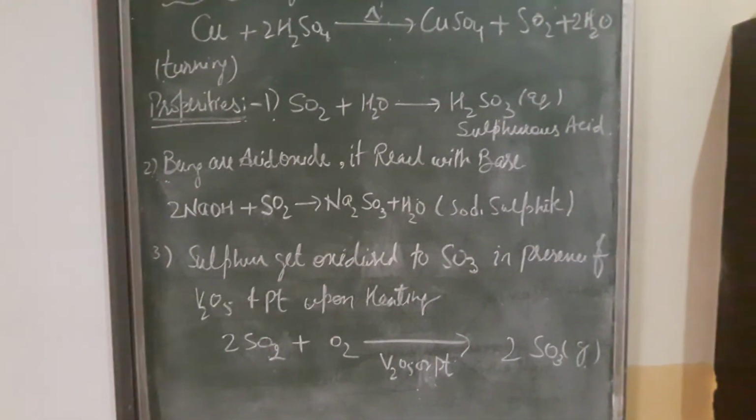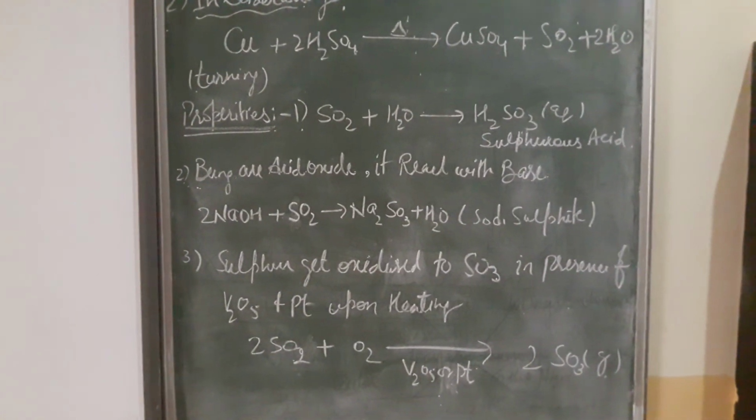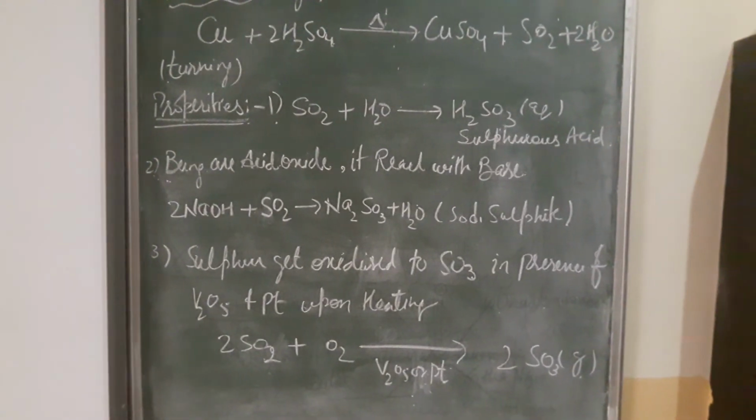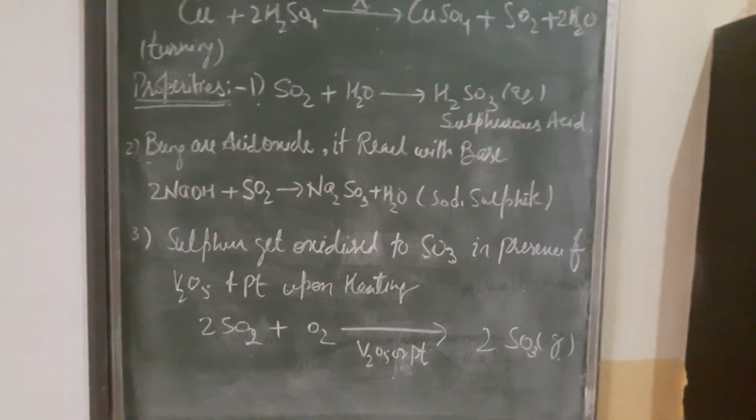The third property: sulfur dioxide gets oxidized to sulfur trioxide in the presence of vanadium pentoxide and platinum upon heating. Sulfur dioxide reacts with oxygen in the presence of vanadium pentoxide and is converted into sulfur trioxide.